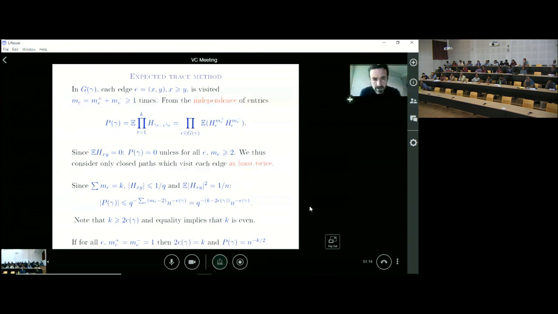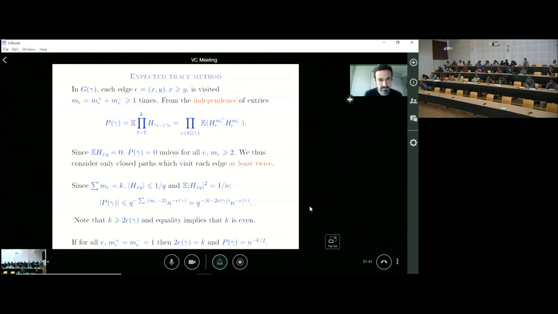Okay, so simple comments. Since you visit each edge twice, and E is at least 2, you deduce that the number of edges cannot be larger than k over 2. And when you have equality, then k will be even.